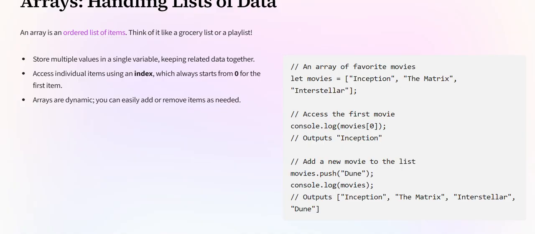Here is a list in an array I have written, like let movies. I use let, which means I can change that array anytime I want. I write console.log movies of zero, which prints Inception, and movies.push adds Dune to the movies. Then console.log movies. So the output will have Dune added at the end, and the complete output is written as mentioned here.